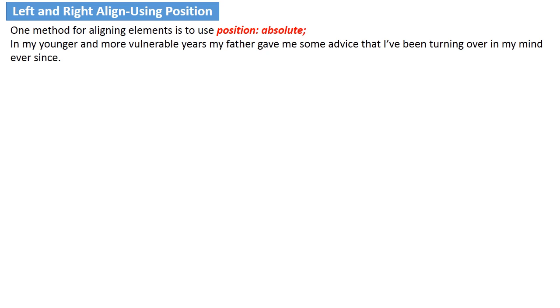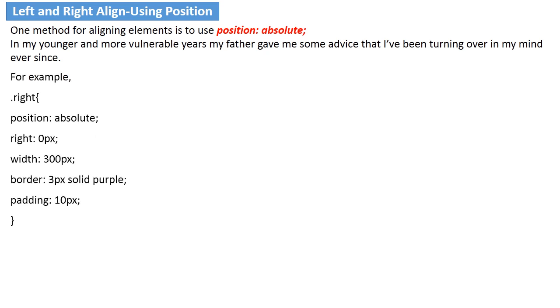Left and right alignment using position. One method for aligning elements is to use position: absolute. Just for example, in a right-aligned text and image, we have an example of right, while the position is absolute, right is 0px, the width is 300px, the border is 3px solid purple, and the padding is 10px.